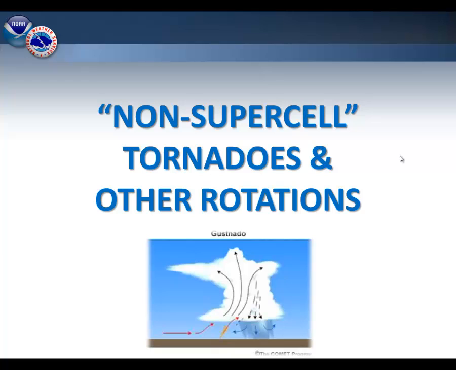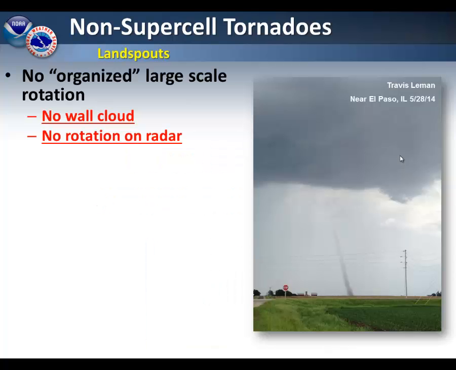In this part of our training, we'll talk about non-supercell tornadoes and other rotations. A non-supercell tornado is also referred to as a landspout. It has no organized large-scale rotation. There is no wall cloud associated with it, and there is no rotation shown on radar either. This particular example was taken near El Paso in May of 2014. Notice that there is no wall cloud that's associated with this particular circulation.